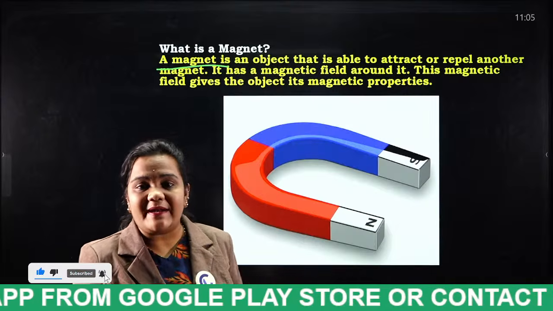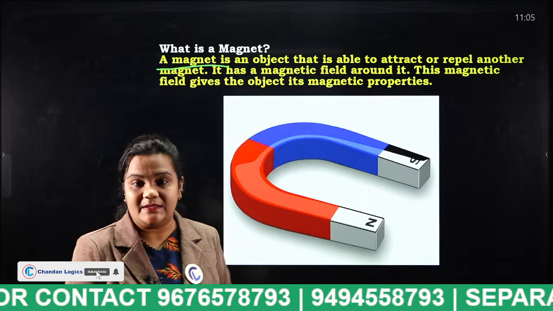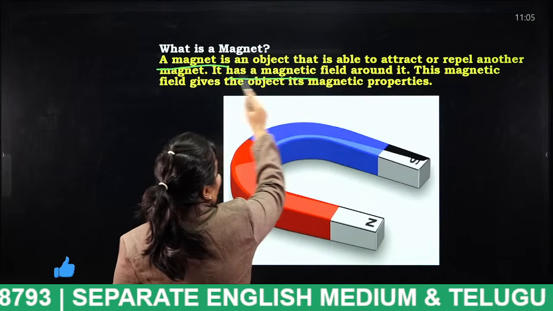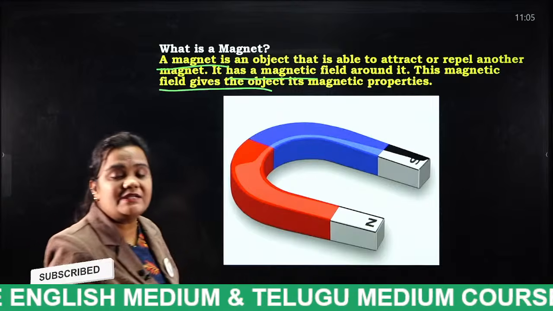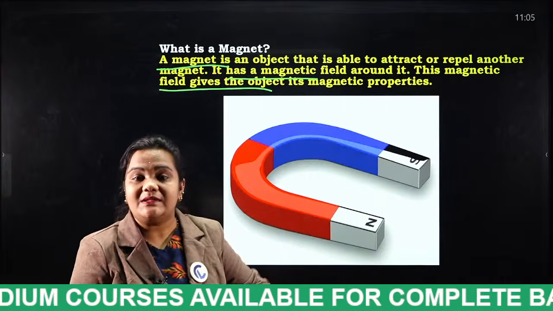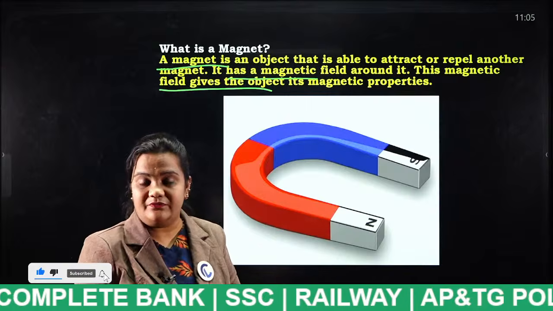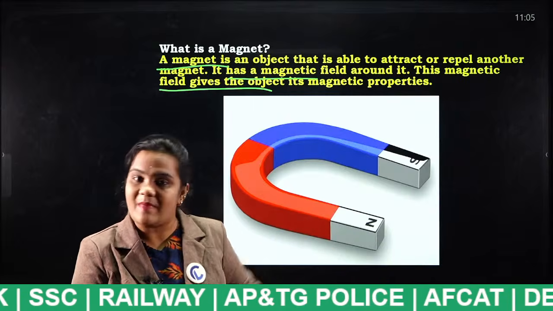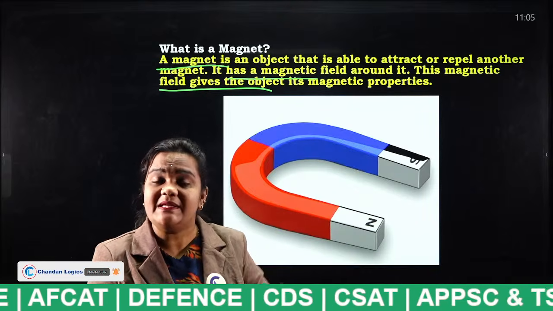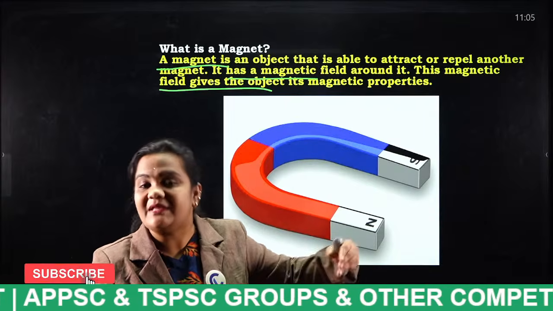So what is a magnet, students? A magnet is nothing but an object which is able to attract or repel another magnet. It has a magnetic field around it. This magnetic field gives the object its magnetic properties. So around the magnet, there is a magnetic field, and that magnetic field gives the properties to that particular magnet. Did you understand what I said?